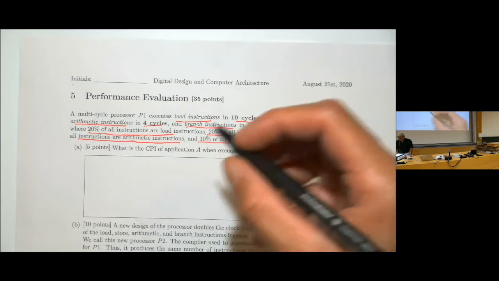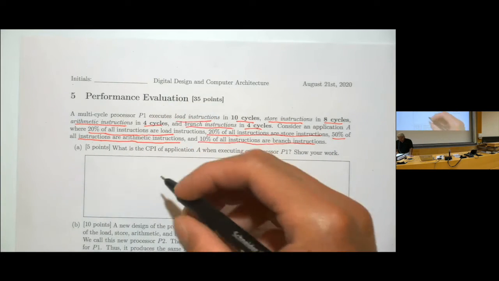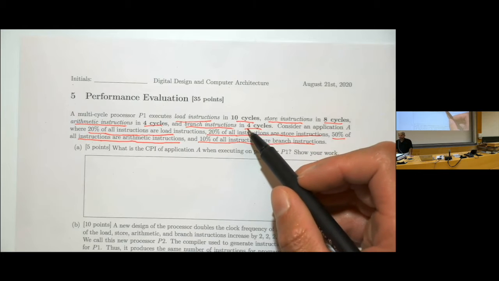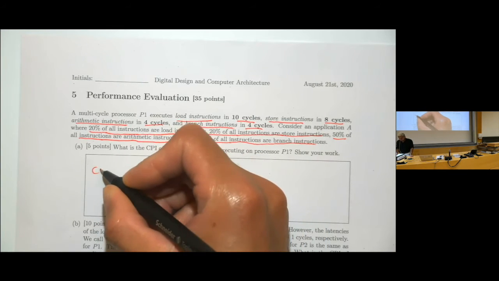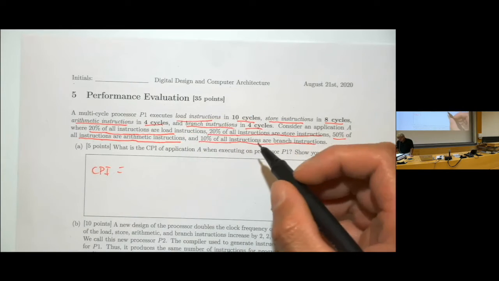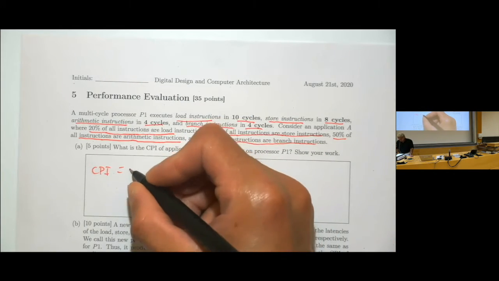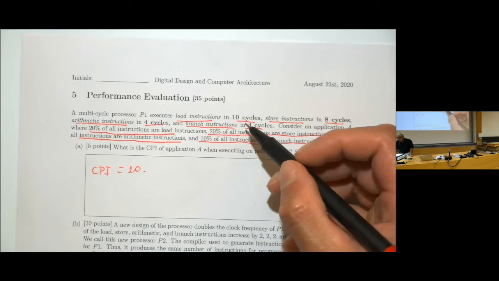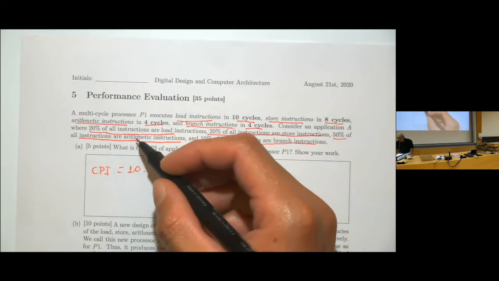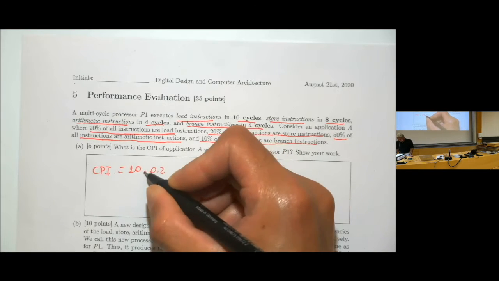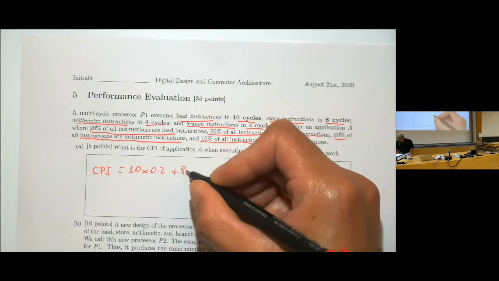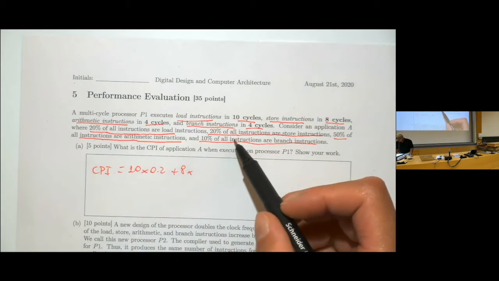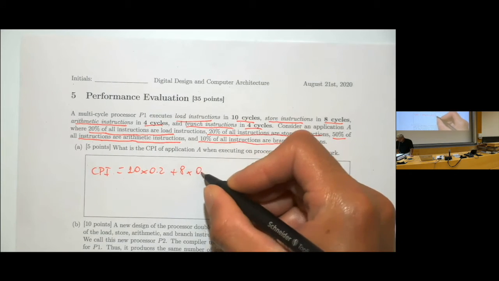Show your work. So basically, to calculate the average CPI, you multiply the number of cycles that it's going to take for a type of operation by the fraction of instructions that the application is going to execute. Because this is cycles per instruction, right? So the CPI here is going to be: load instructions take 10 cycles times the breakdown of load instructions, which is 20%, so times 0.2, plus store instructions take 8 cycles times how many store instructions you have, 20%, 0.2.